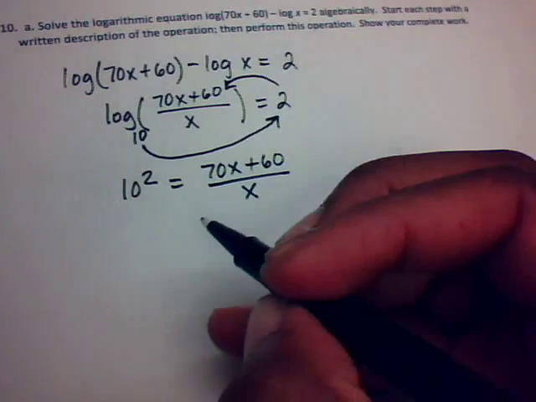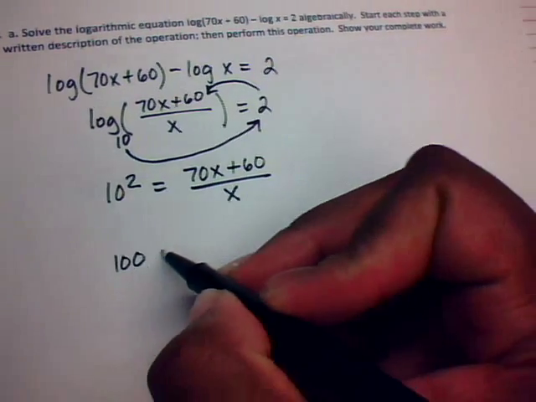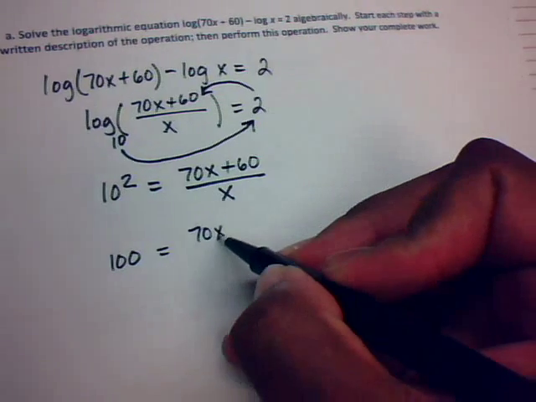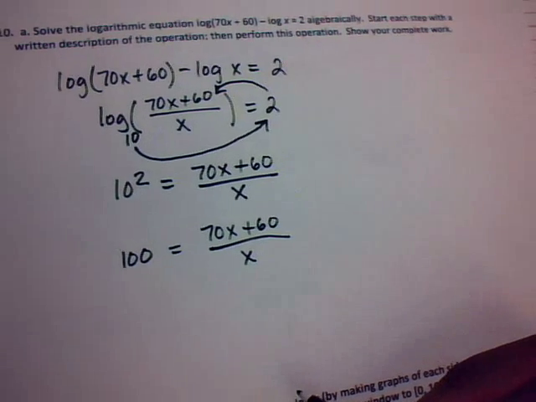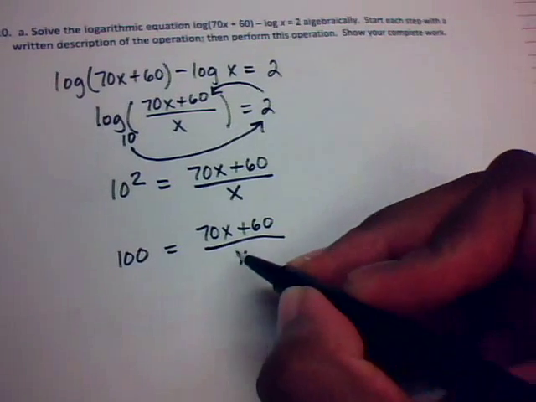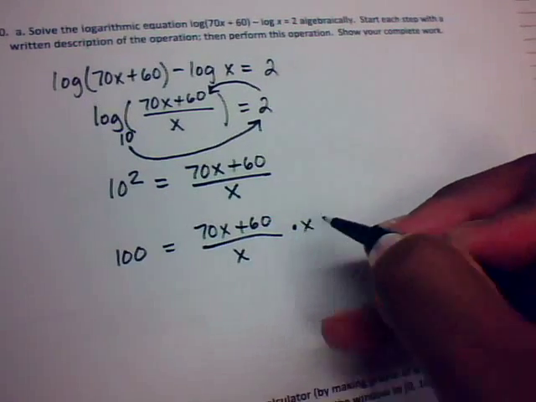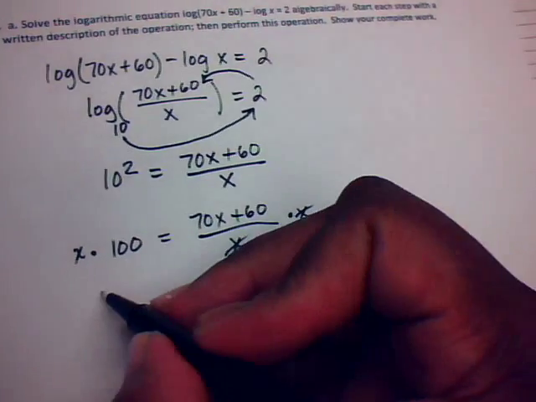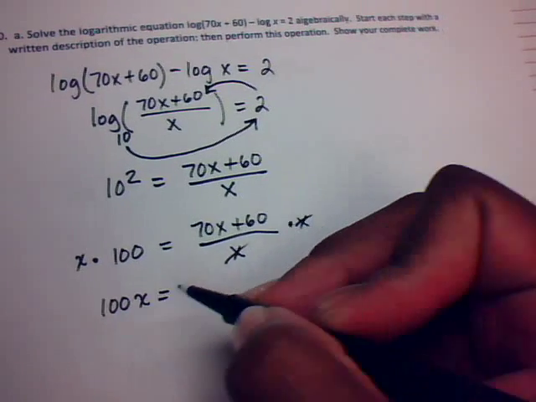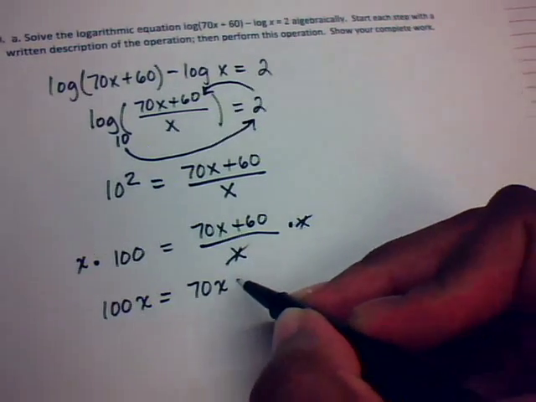Now let's go ahead and simplify this. 10 to the second, that's 100, is equal to 70x plus 60 divided by x. Now let's get rid of that x that's in the denominator by multiplying both sides by x. Here these x's will divide out. I'll have 100x is equal to 70x plus 60.